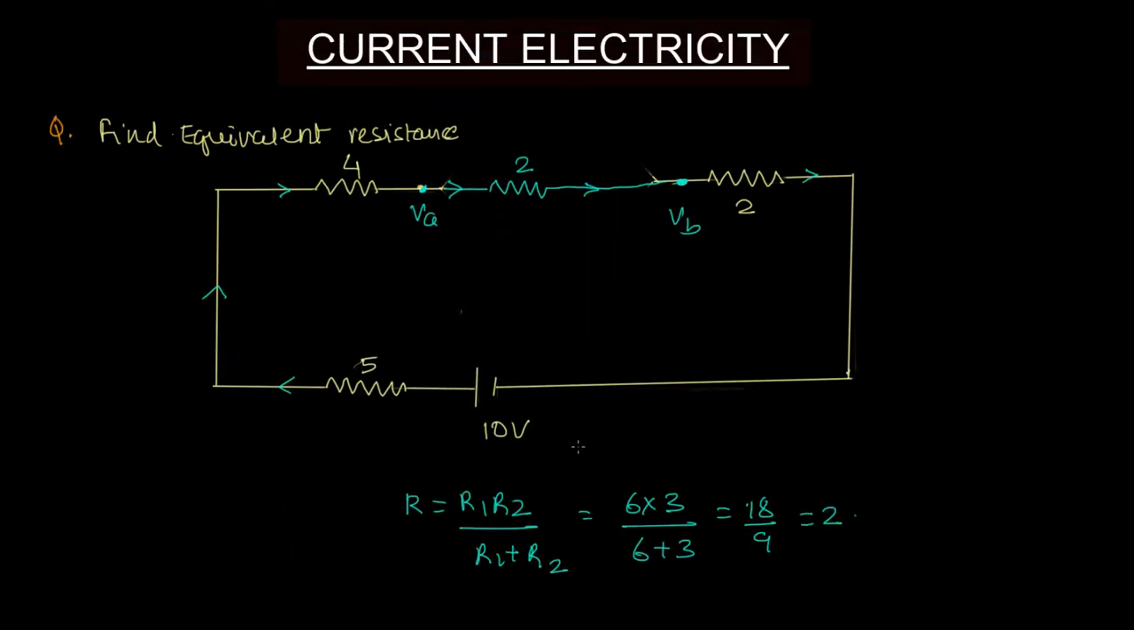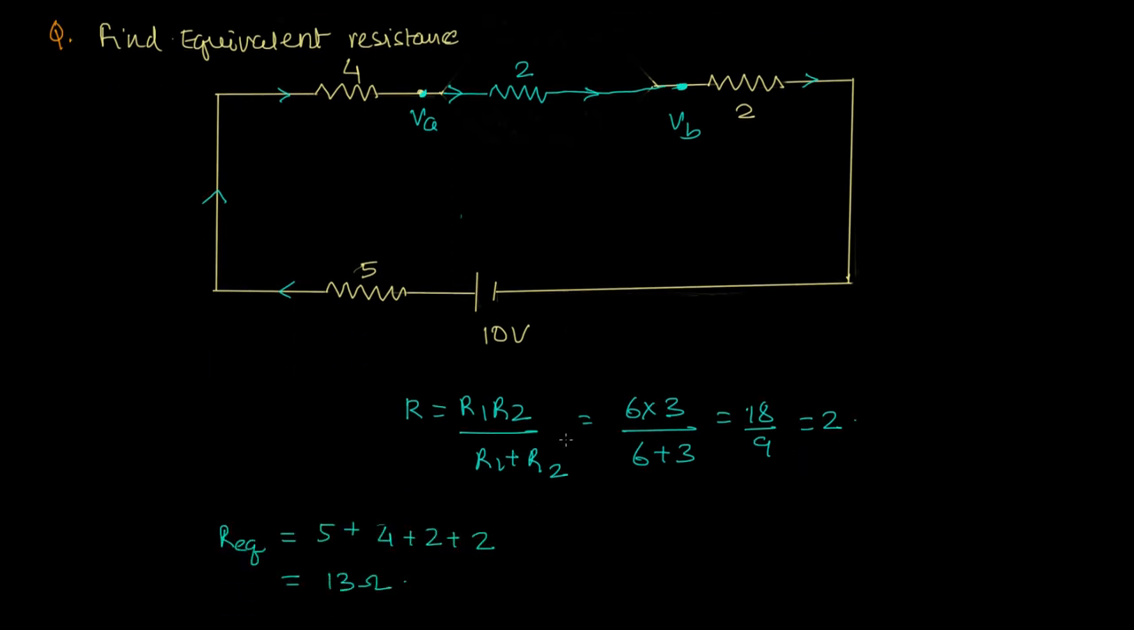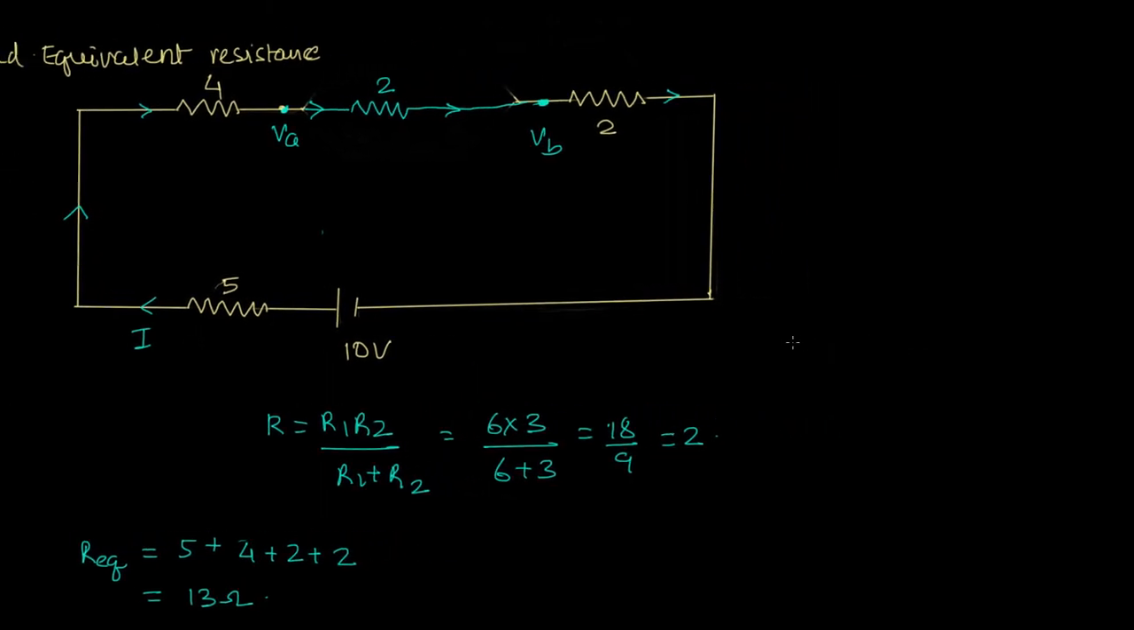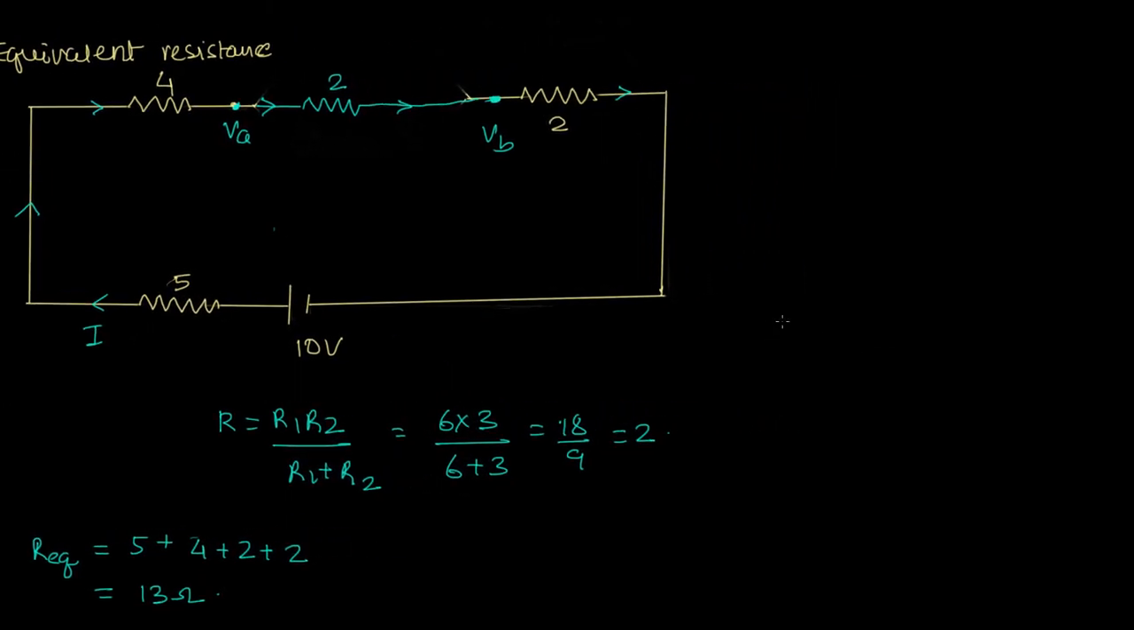Now based on this, I can ask you to calculate the total current that this whole circuit is drawing from the cell. And what is that? I have my equivalent resistance equal to 13, right? So let me draw that circuit. So equivalent resistance is 13. Okay, so it looks something like that.